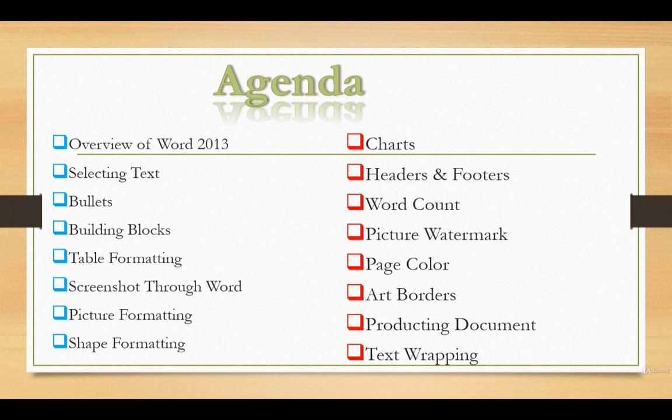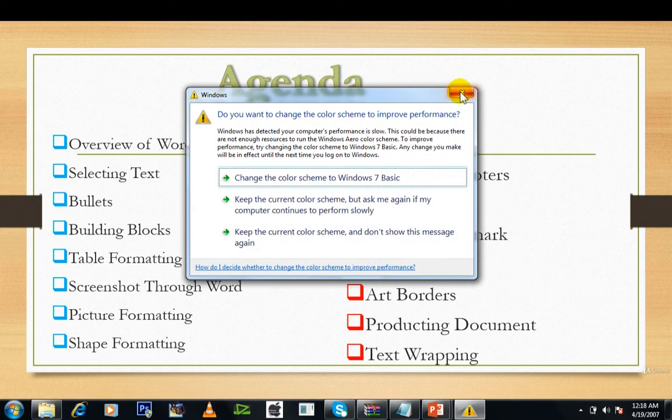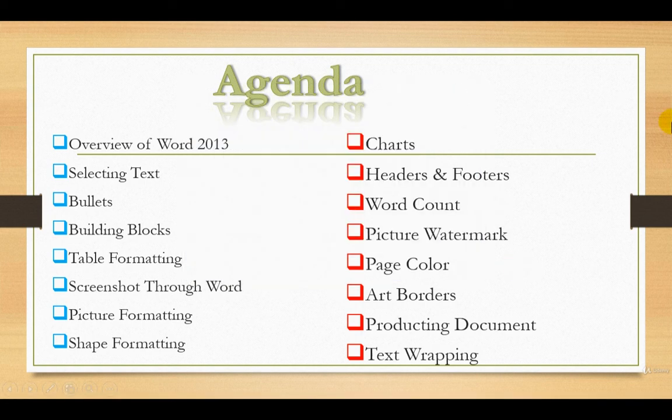And after that we discuss charts, how to create pie charts and different types of charts. And next we discuss headers and footers. And after that we discuss word count, how to count all words, characters, paragraphs, lines, etc. in your documents. And after that we discuss how to add a picture watermark on your document. And after that we discuss page color, how to make your documents or pages attractive.